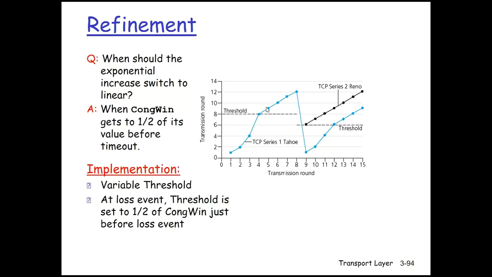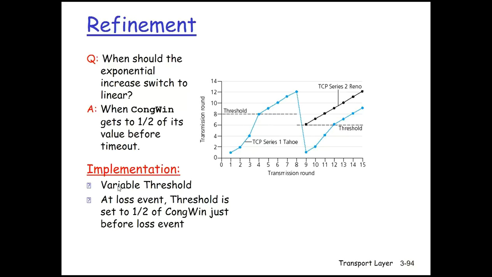In the next move, we go up one and over one. Do you see how it's almost like a slope of two? But it's no longer going exponentially. You see that? It's going linear because it gets one half of the value before timeout. When the congestion window gets to half of its value before the timeout, then we start going in a linear fashion. Okay, very good.